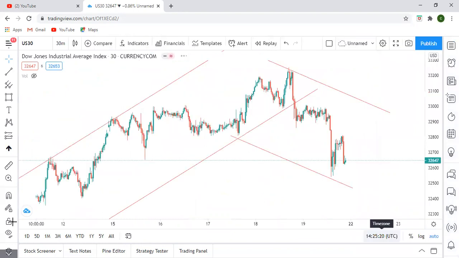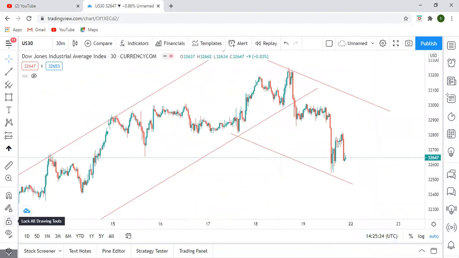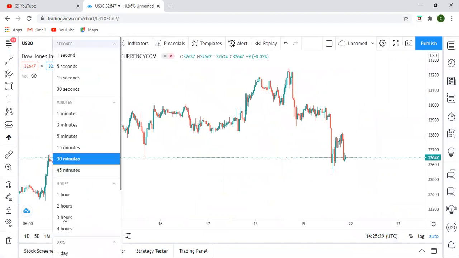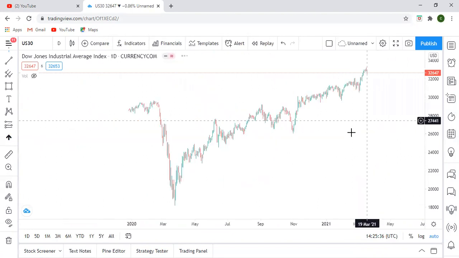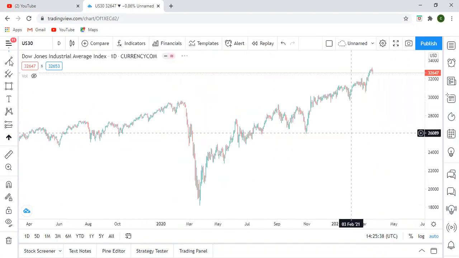Let's erase this and then go to daily time frame. As you know, we like to start our analysis on daily time frame. So let's zoom out and see what we see on, not Nasdaq, US30. This is US30 for you.